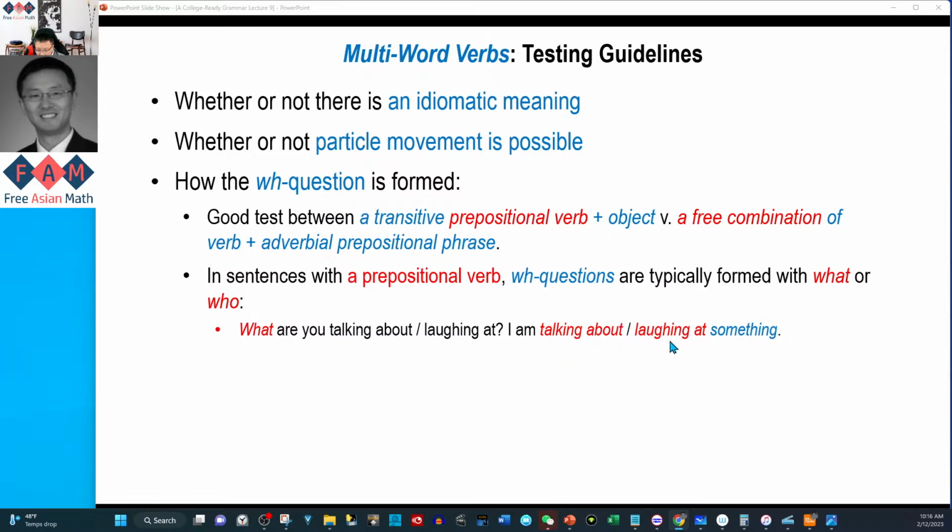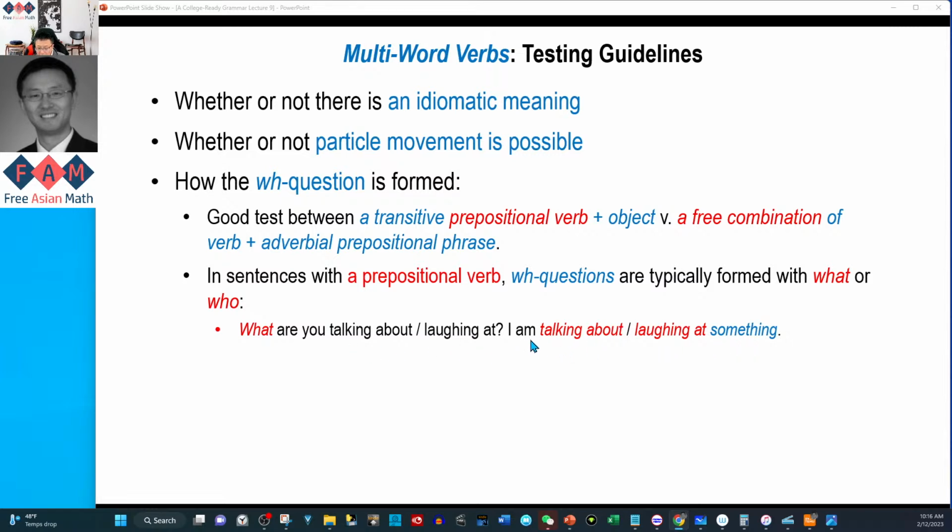I'm talking about something. I'm laughing at something. So think about the second part of the example. In this case, the about and at must be followed by a noun. Talk about something. Laugh at something or someone.